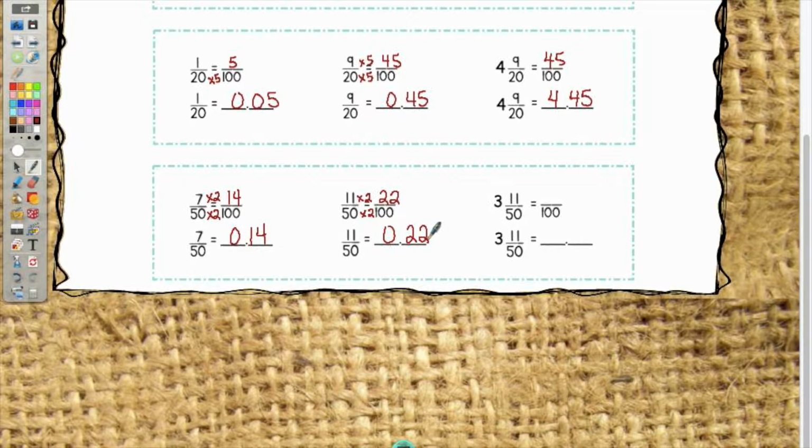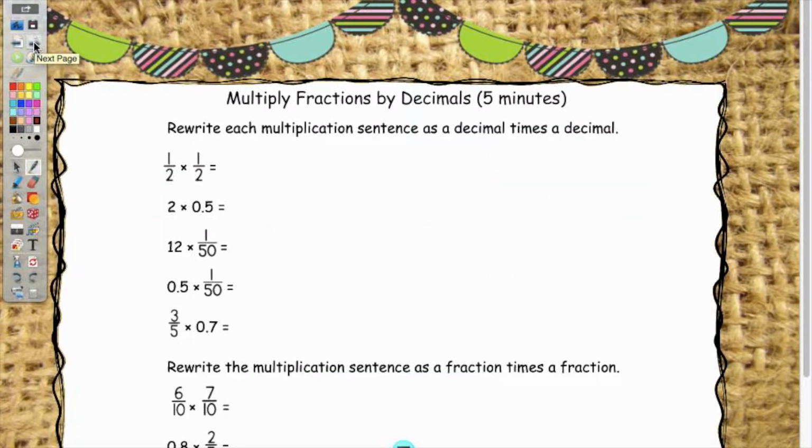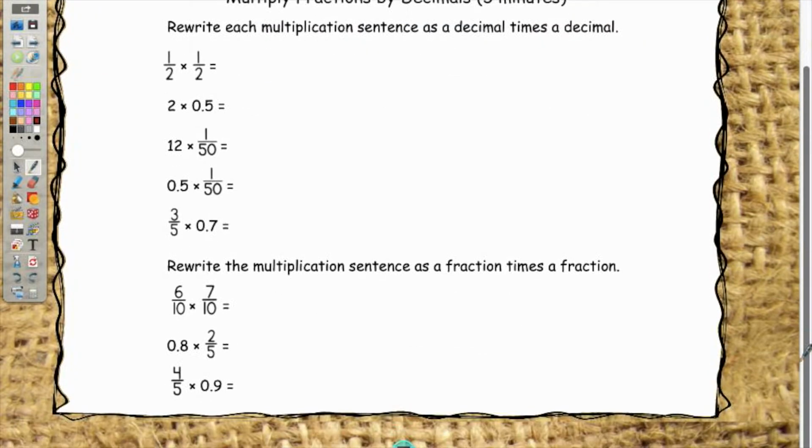The next one, Cheney. What's the only thing that changes? So 3 hundredths. Okay. The next one is kind of tricky and difficult, but I'll talk you through it, okay? It says rewrite each multiplication sentence as a decimal times a decimal. So this one is going to be pretty simple. What decimal represents 1/2? 5/10. 0.5. So I'll just write 5/10 times 5/10 and figure out the answer.